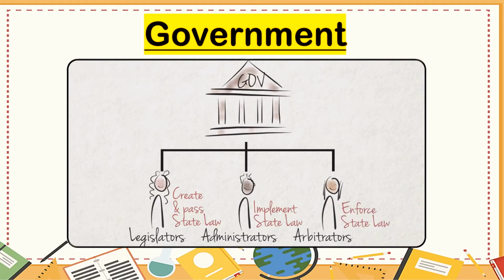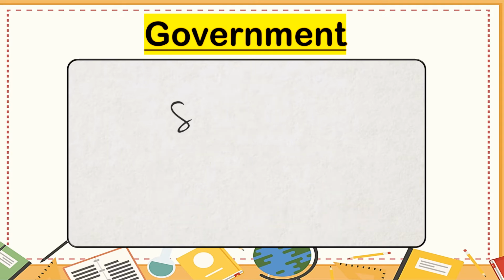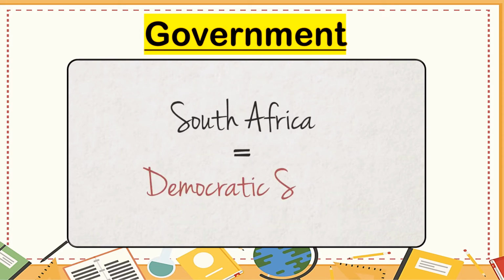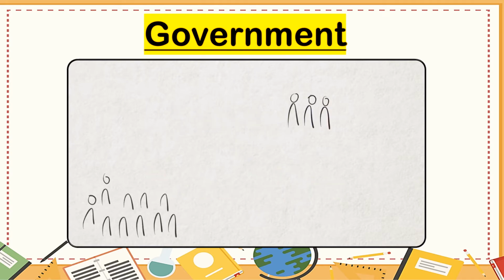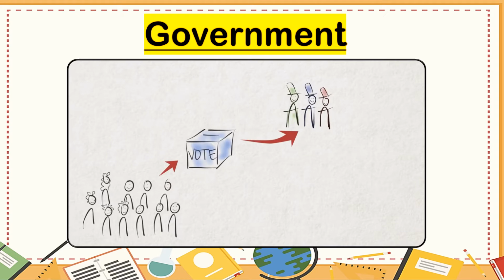There are many different forms of government. In South Africa, we have a democratic form of government. The South African government is made up of a group of representatives that we elect through periodically held elections. We refer to it as a representative government.